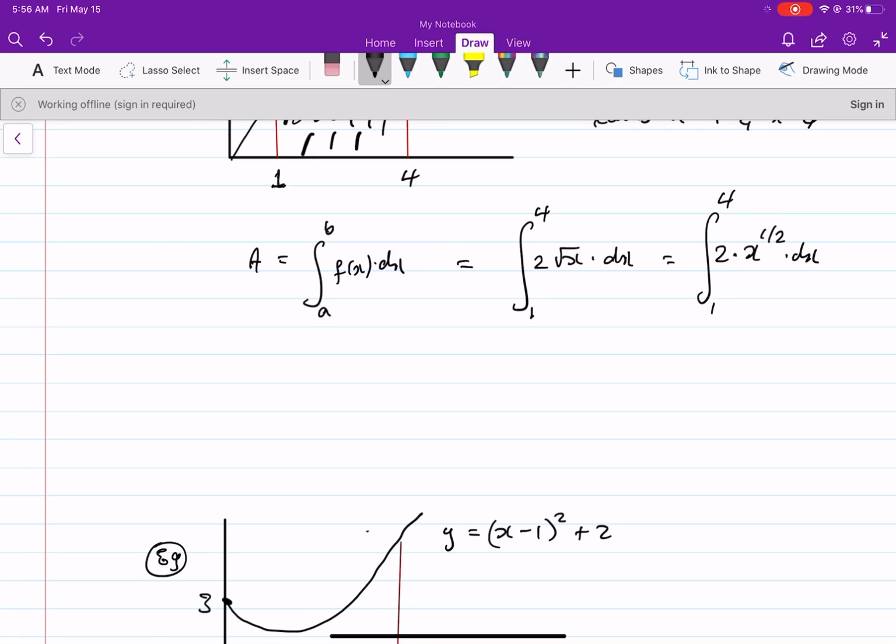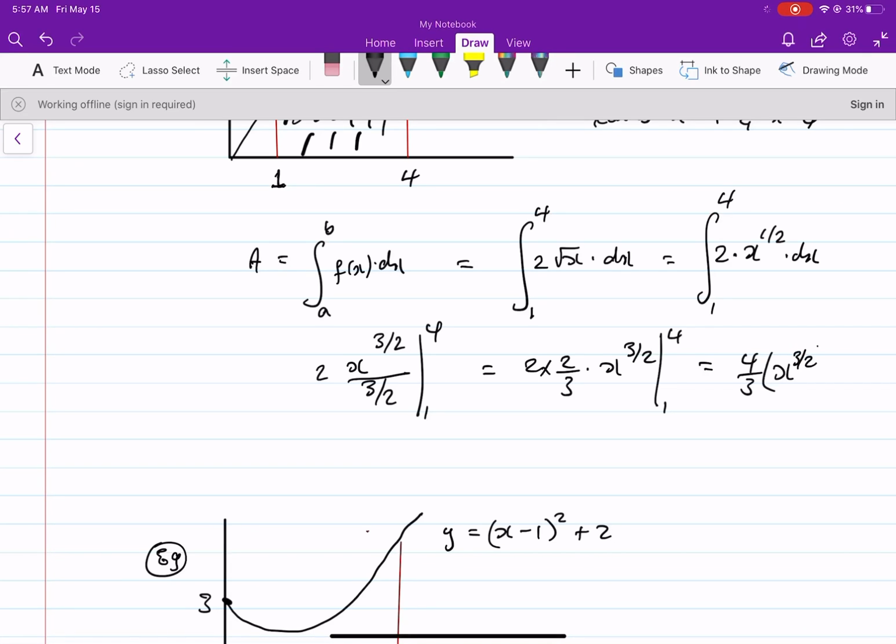If I integrate that, I'll get 2 times x to the power half plus 1, which is 3 halves, divided by 3 halves. And we'll evaluate that between 1 and 4. I'm going to flip the 3 halves and get 2/3. So that's 2 times 2/3 times x to the 3 halves, which is 4/3 times x to the 3 halves, evaluated between 1 and 4.